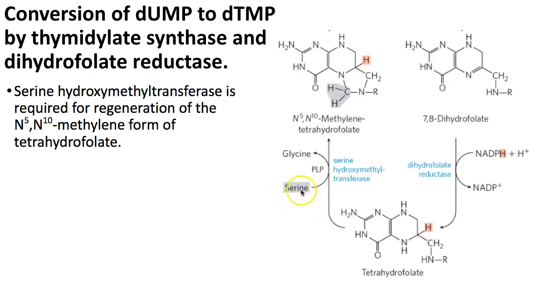And then from there, it uses the amino acid serine, PLP, and the enzyme serine hydroxymethyltransferase, which ends up producing glycine, and also regenerates our methyl donor, the N5,N10-methylene tetrahydrofolate, that can continue to convert the dUMP to dTMP. And that concludes the second part of this lecture of nucleotide biosynthesis.